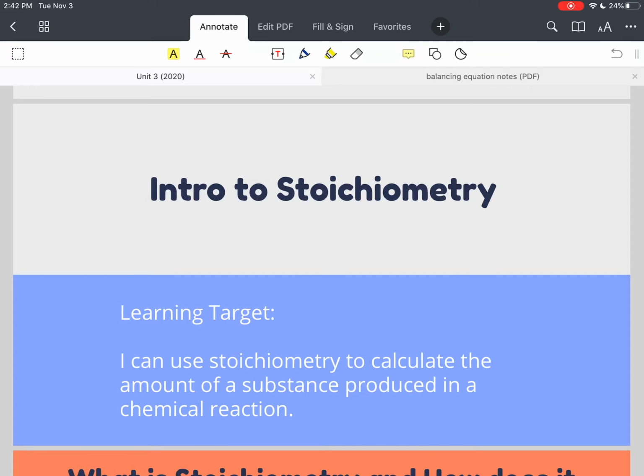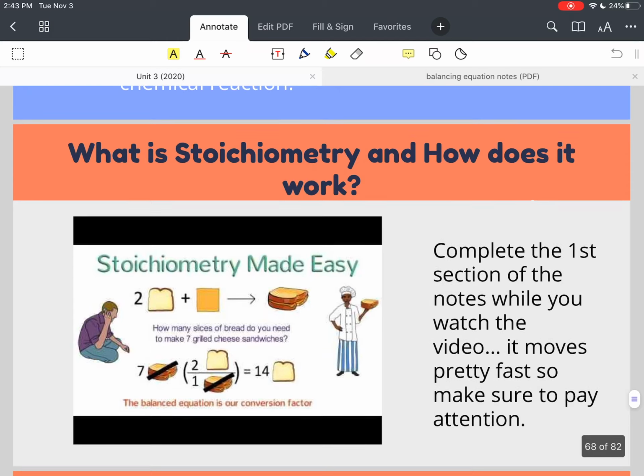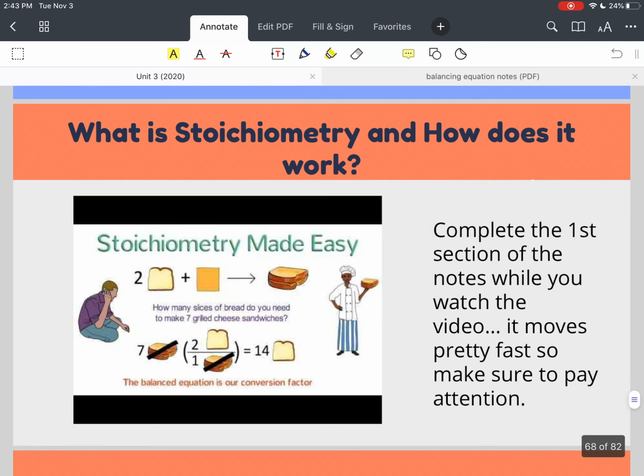We're going to take into account our balanced equations today, and we're going to actually start using them to solve for some of these products in a chemical reaction. So the first thing we're going to do is watch this little video, and while we do that, you're going to complete basically this first page, questions 1 through 5 of your notes page. Okay, and the video does go a little bit fast, so you may have to pause and/or replay, back it up a little bit to get the answers.